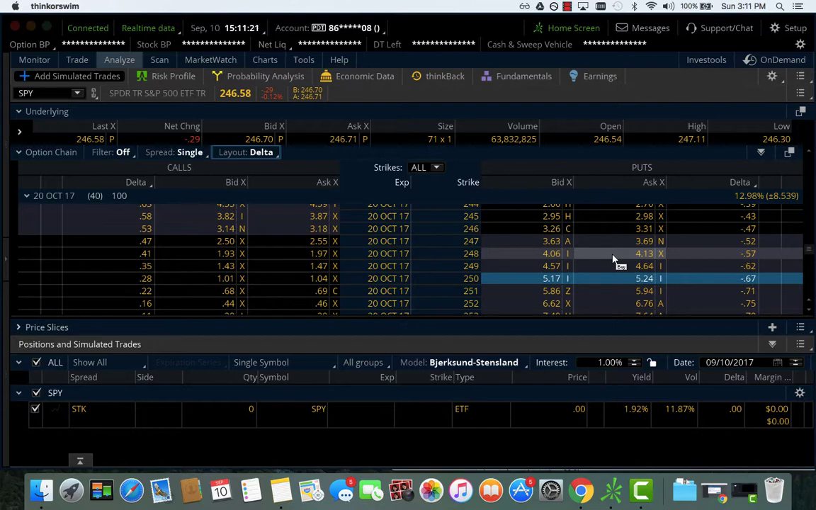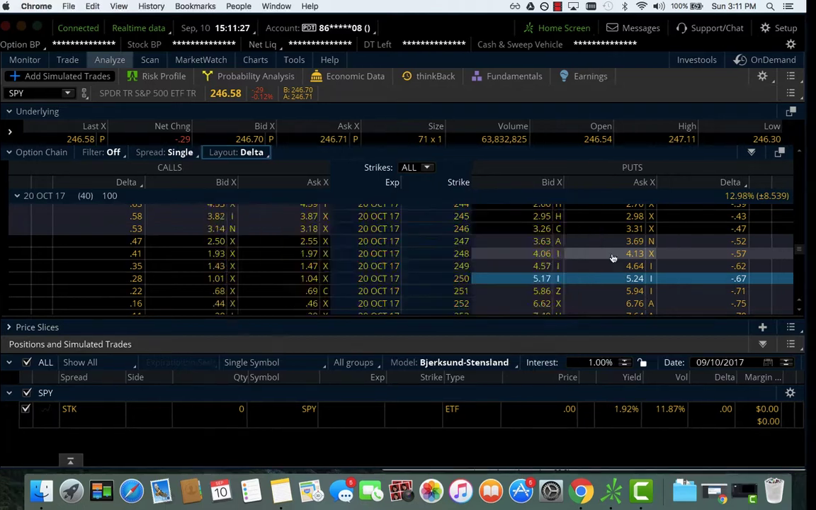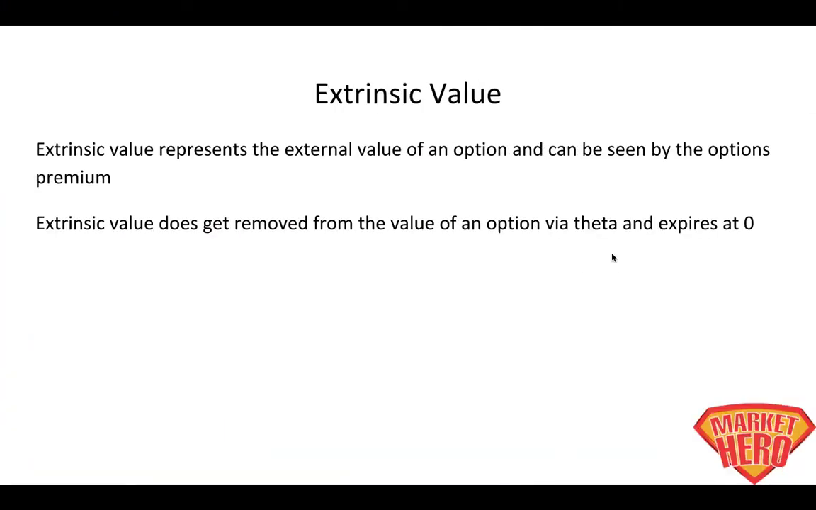And the interesting part about that is those values don't get decreased from the price of the option. The price of the option gets decreased by something called theta. The intrinsic value does not ever get removed from the price of the option. Only extrinsic value does. So extrinsic value represents the external value of an option that can be seen in an option's premium. Extrinsic value does get removed from the value of the option via theta, and the extrinsic value of every option is 0 at expiration.